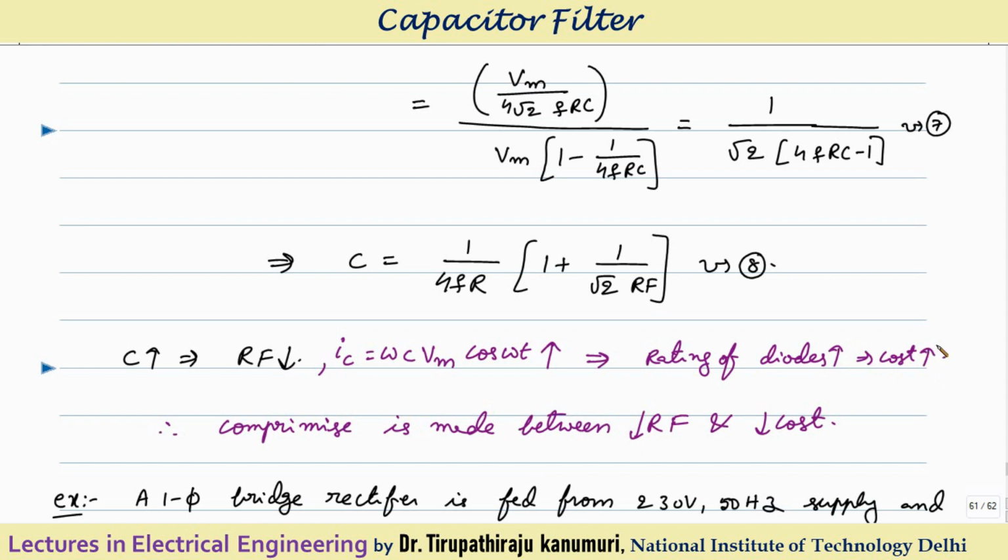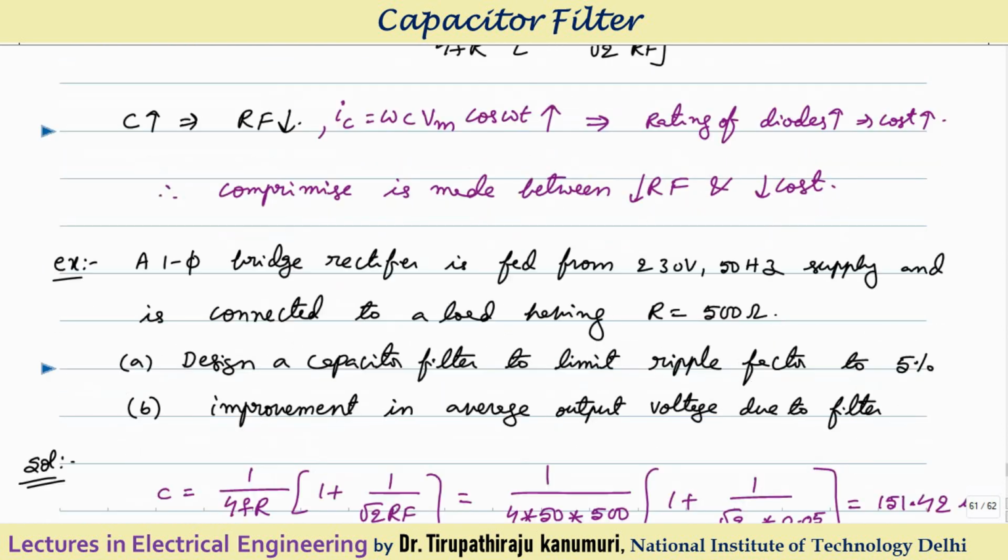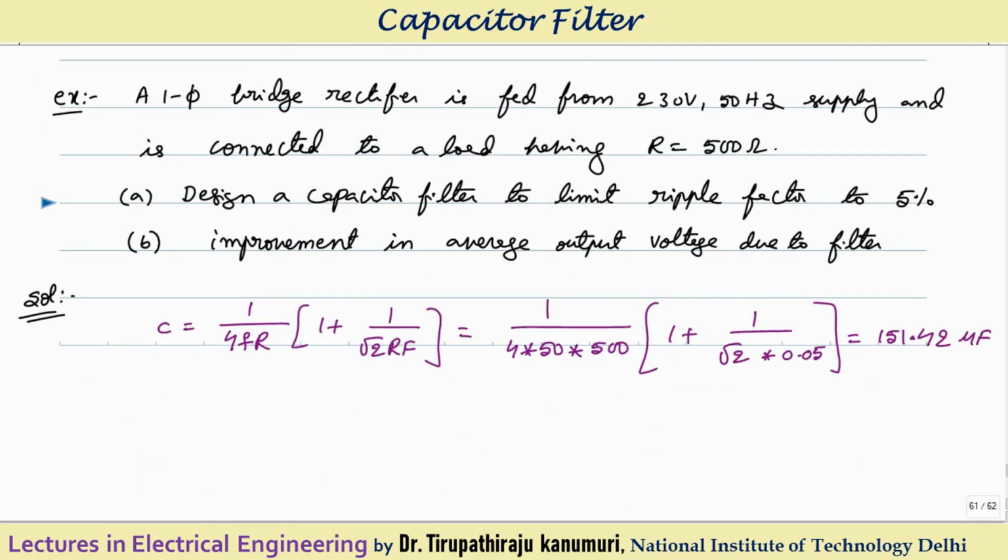So because we have to decrease the cost also, and at the same time decrease the ripple factor, we have to do a compromise between these two things. That's why the value of the capacitor is decided in such a way that a compromise is done between the ripple factor as well as the cost. So let us take one example to understand this concept clearly.